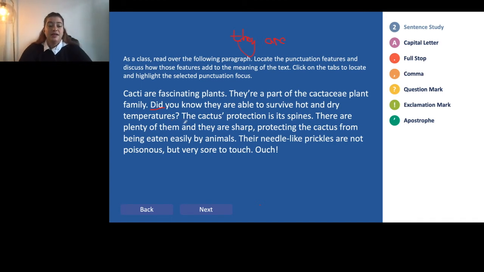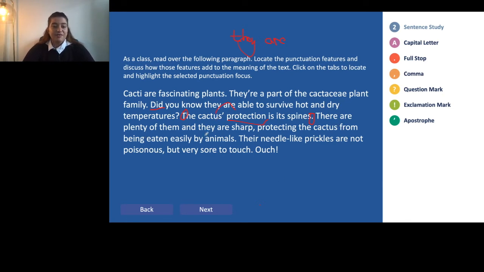All right. The cactus's protection is its spines. So we can see here we've got the capital letter, we've got the full stop, and we've got cactus. Now they haven't said cactuses, it's cactus's. The cactus's protection. So the protection belongs to who? It belongs to the cactus.